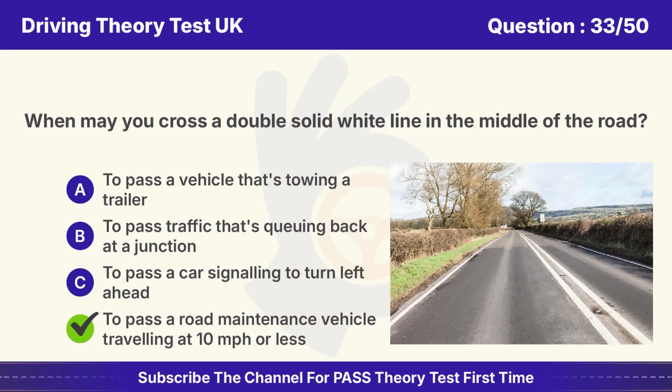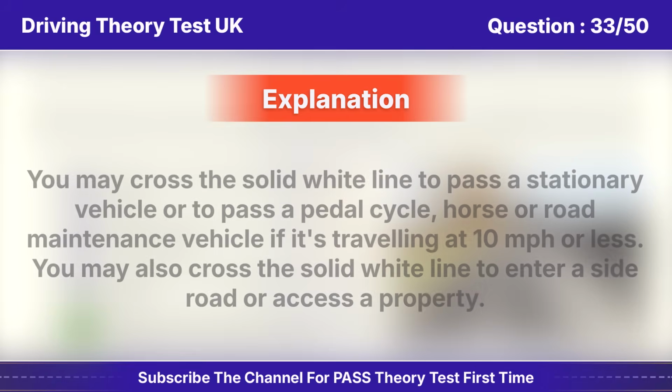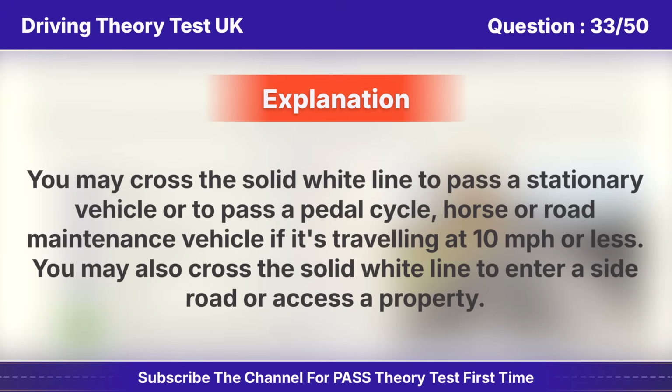Answer is D. To pass a road maintenance vehicle traveling at 10 miles per hour or less. You may cross the solid white line to pass a stationary vehicle or to pass a pedal cycle, horse or road maintenance vehicle if it's traveling at 10 miles per hour or less. You may also cross the solid white line to enter a side road or access a property.